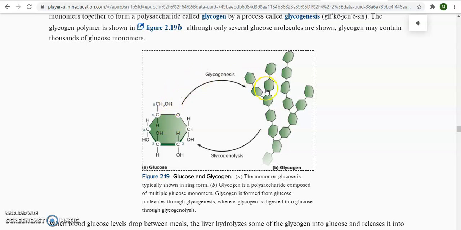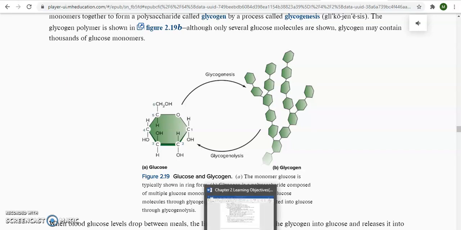But then the part when we have plenty of glucose and we don't need that much, we'll store it. And so then there's this process where we generate more glycogen to form glycogen. So we can store it and use it for some time later when we need it.